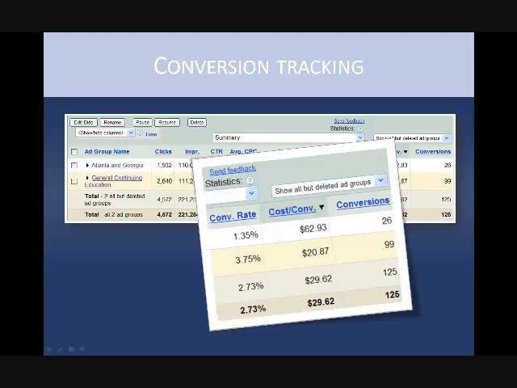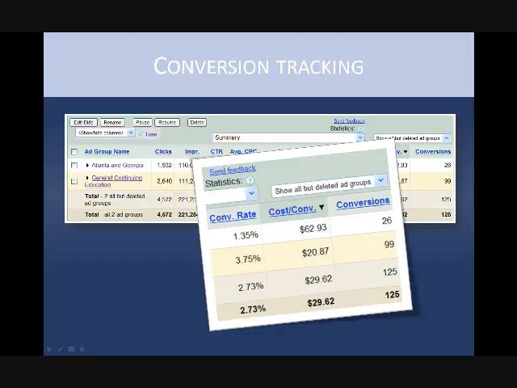This is some information from Google AdWords showing not only what the conversion rate is in this kind of blown up image here, but also how many dollars it cost to get one of those enrollments. So in this case, $60 for the first one, and then $20 and $30 for the second one, and you can see how many total conversions we got.